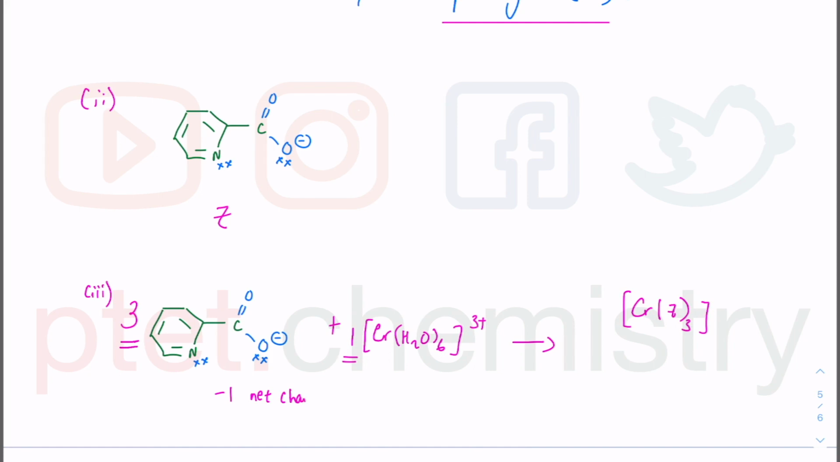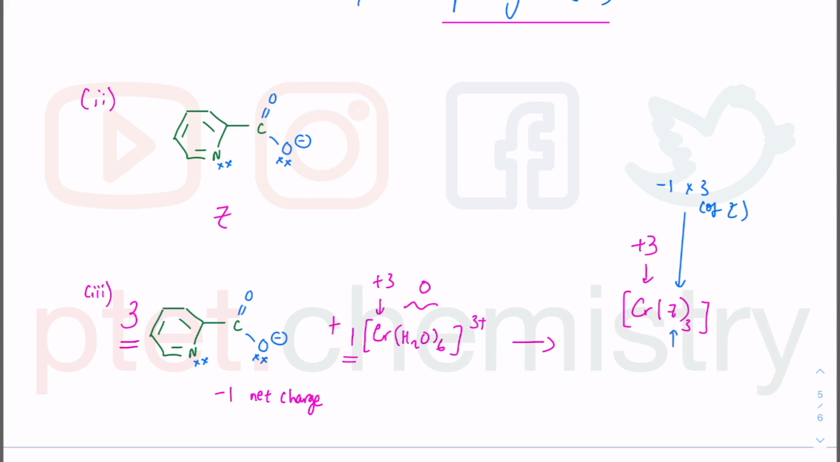Originally I have +3 charge because the water has 0 charge. So the chromium is still +3 oxidation state, but each of the Z is -1, and I have 3 of Z. So altogether, I have +3 cancel out -3, I will have 0 charge. So no charge at all, so I don't show the charge.